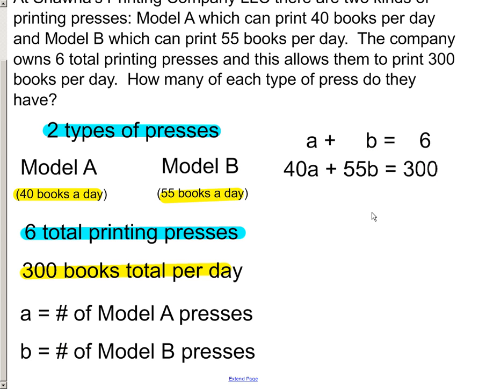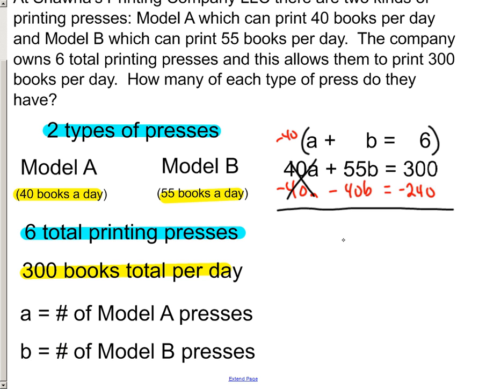Now we just have to go and solve. And when you're dealing with one equation that's so much bigger than the other, you're just trying to match that smaller one up to it. So I can multiply it by negative 40 or negative 55. Negative 40 will be less work, so that's what I vote for. That would be negative 40A minus 40B equals negative 240. The A's are eliminated. I have 15B left over, and I have 60 right here.